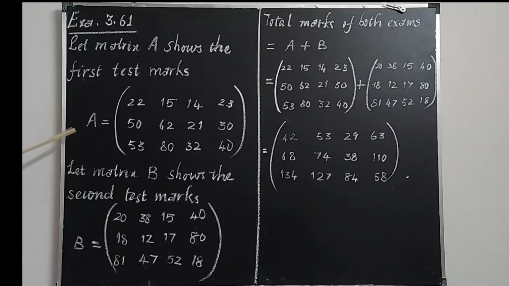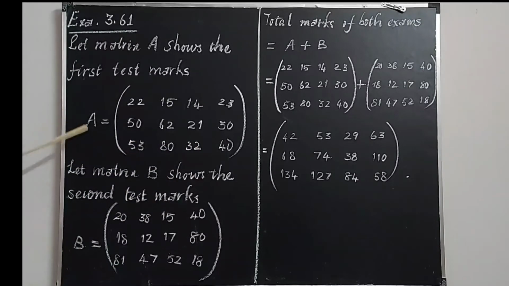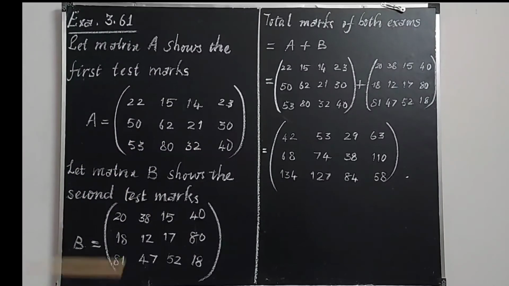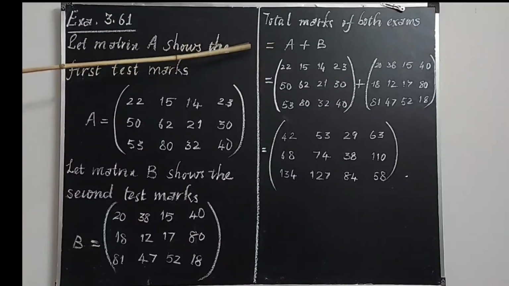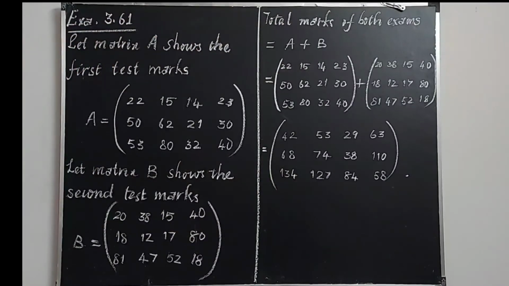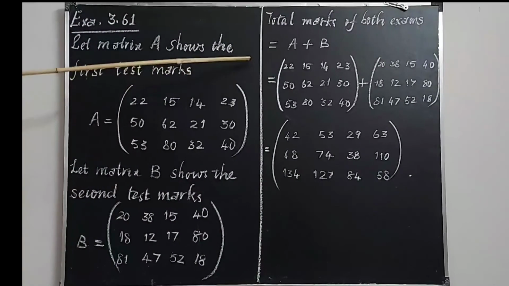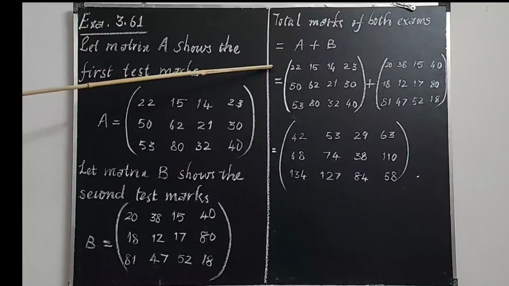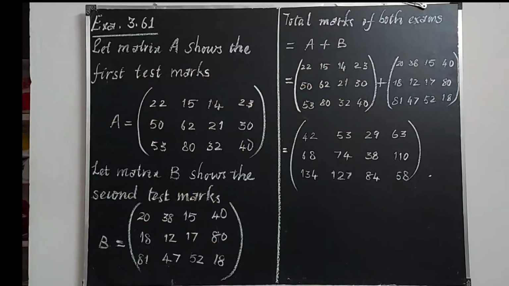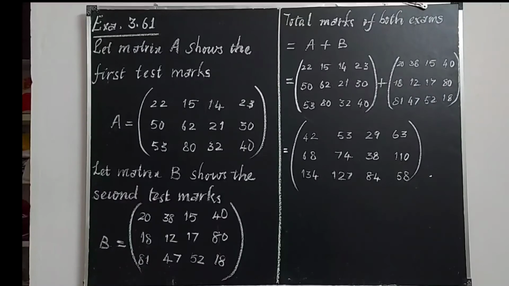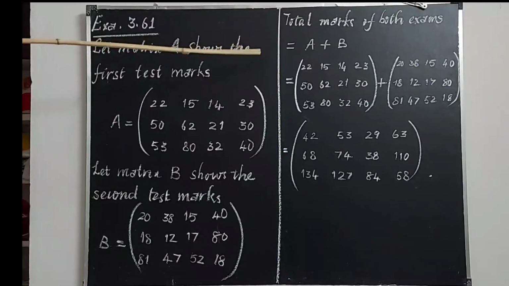To get the total marks, what we have to do? Add A plus B. A plus B is easily obtained by adding the corresponding entries of A with corresponding entries of B. So write them down clearly, and the matrix should be written very clearly and neatly. The rows and columns can be easily identified with your writing. Don't collapse it while writing, okay? Then only you can add it up easily.